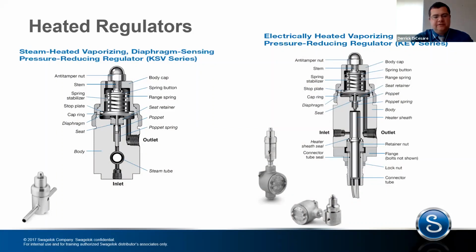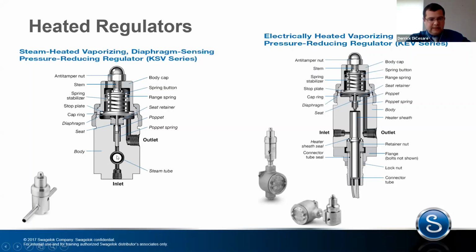As we talked about the Joule-Thomson effects, one of the best ways to combat that is to use heaters to heat the gas before it goes through, to make sure that when you do have that significant pressure drop, we're not frosting up on the outside here. So Swagelok has two different ways. You can either steam heat it or you can electrically heat it. The intention with this is to heat the gas before the pressure drop.